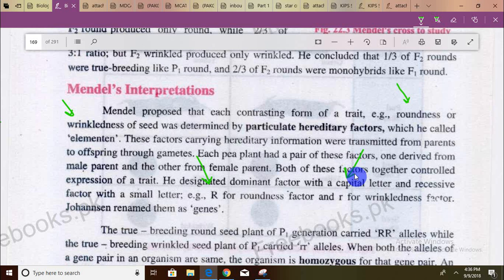Johannsen renamed them as genes. In case anyone asks you, it was Johannsen, the scientist, who renamed them as what we now know them as. And so capital R is for roundness. If they ask you is elemental an allele or a gene, go with gene. And small r is wrinkledness.